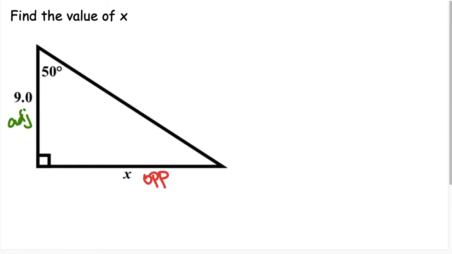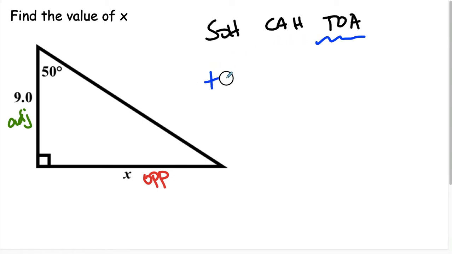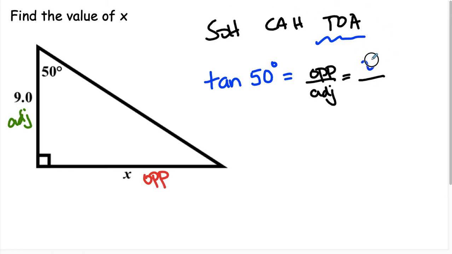Now I label SOHCAHTOA. Which one deals with adjacent and opposite? Of course, you guessed it, it's tangent. So we're going to use a tangent ratio. Tangent of 50 degrees is equal to its opposite over its adjacent. We place the opposite side in the numerator, which is labeled as x, and its adjacent side is labeled 9.